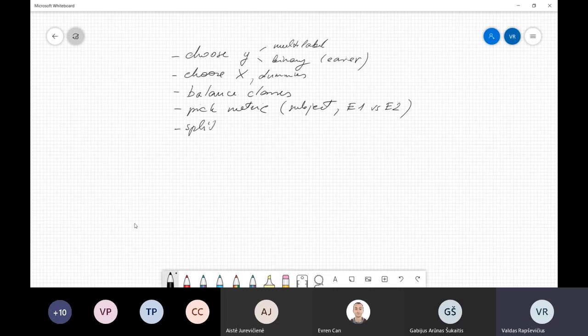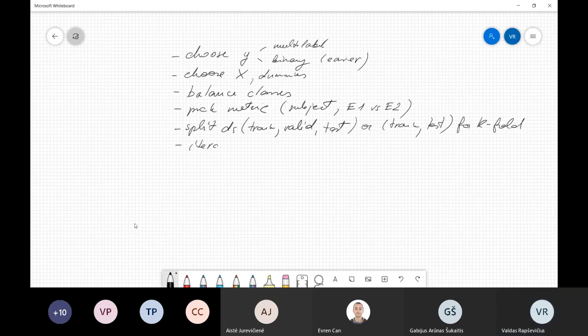So you basically split the data set into train, validation, and test, all right? Or train and test for k-fold, right? If you are about to use the k-fold method, you don't need a validation set. Otherwise, you just need it, right? Now iterate, right? So iterate. So build a model.